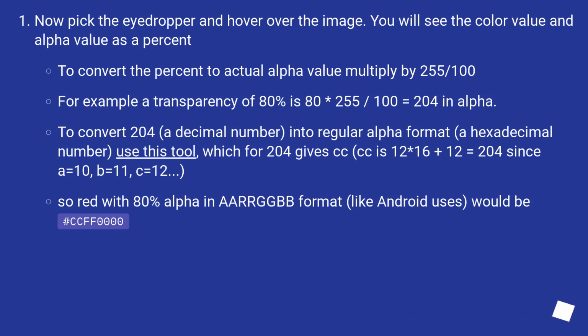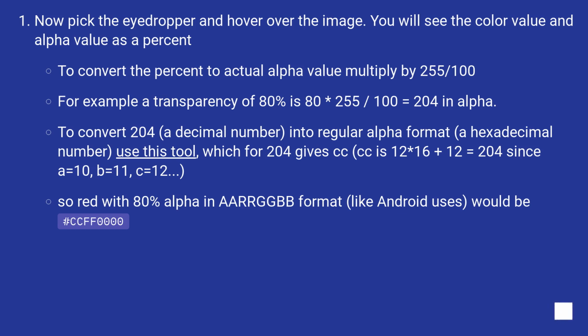Now pick the eyedropper and hover over the image. You will see the color value and alpha value as a percent. To convert the percent to actual alpha value, multiply by 255/100. For example, a transparency of 80% is 80 times 255/100 equals 204 in alpha.